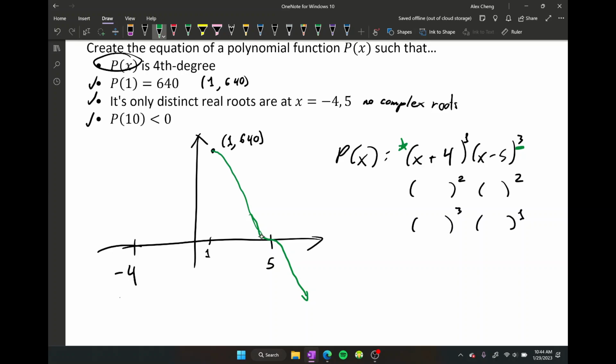So this checks out, right? It won't turn around or anything like that. Sorry, it will eventually turn around because it has to come back down to -4, and it'll just keep going like that. So that's one possibility.